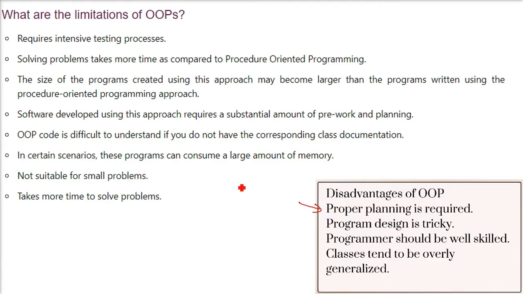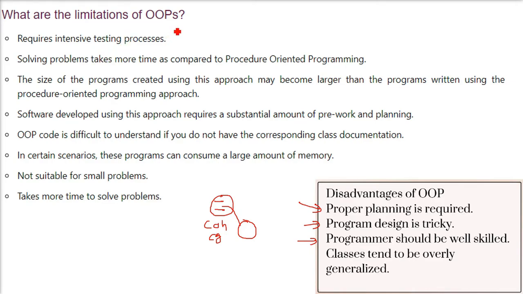I'm not talking about a Fibonacci or a factorial program. I'm talking about actual software made in these programming languages. Program design is quite tricky and the programmer has to be quite skilled, not only in making smaller programs but bigger programs: making classes, the objects which are going to be instantiated, how to make abstract classes, how to perform overloading, runtime and compile time, method overloading, overriding, etc. The classes tend to be overly generalized. So this generalization of classes is a complex thing.